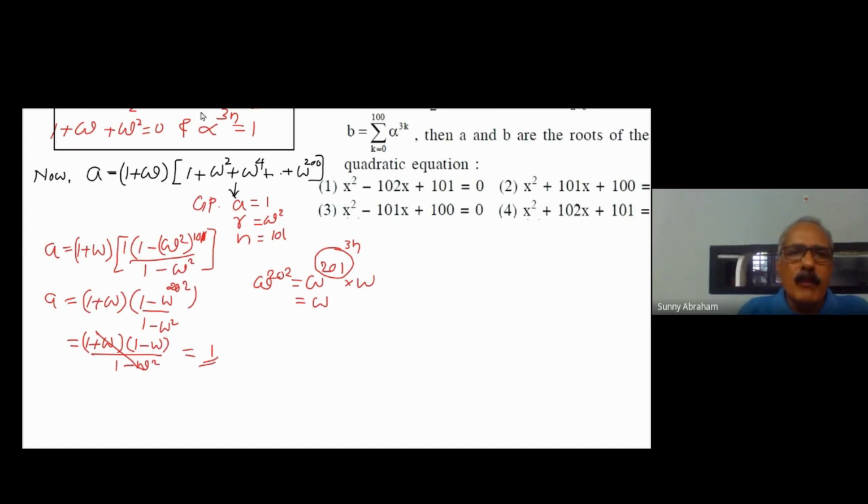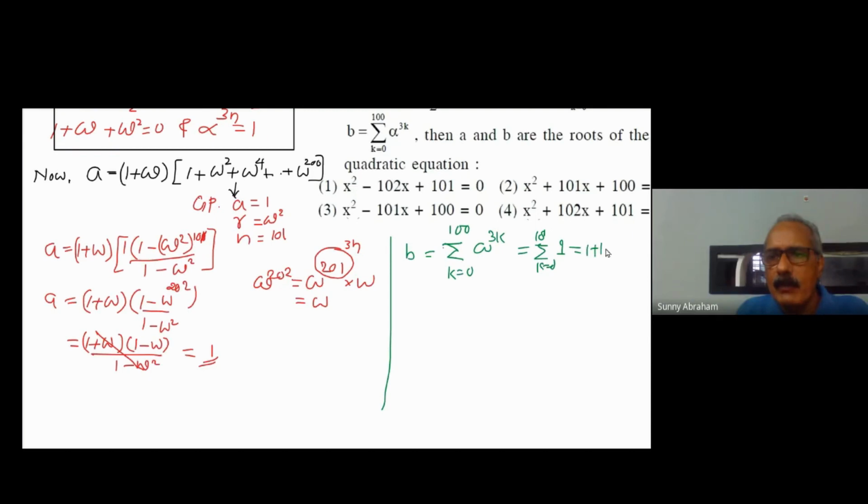Now let us see what's our B. Yes, B is equal to summation, sigma k is equal to 0 to 100, again 101 terms, omega raised to 3k. So this is sigma 1, that is, when k is equal to 0 to 100, 1 is added 101 times. That is 1 plus 1 plus, 101 times. So B is equal to what? B is equal to 101. That is A as well as B.